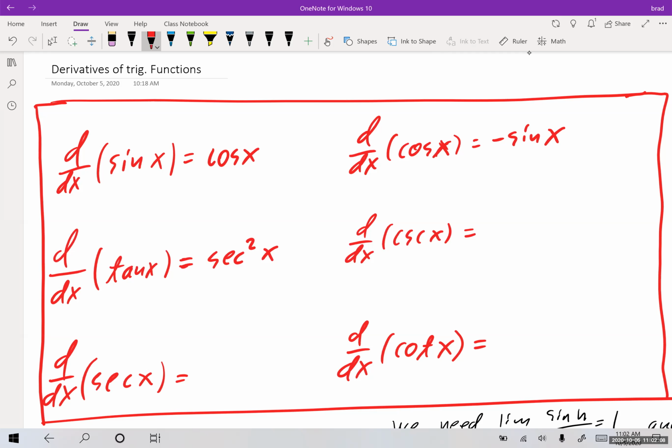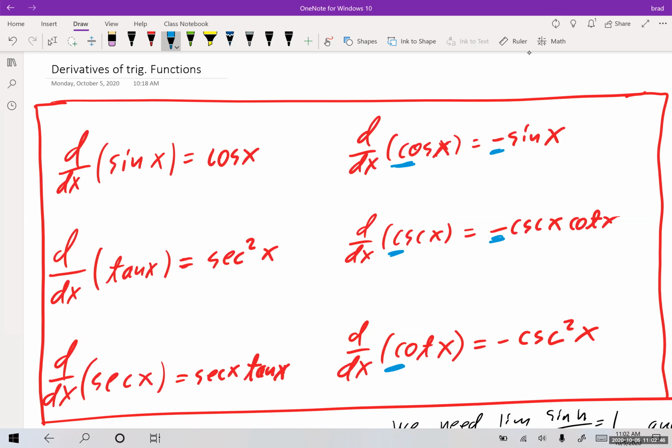So then I'm not going to go through and prove all these, but it would be done in similar fashions for a lot of these now that you know sine and cosine. Cosecant would be negative cosecant x cotan x. Secant would be secant x tan x. And then cotangent would be negative cosecant squared x. So something to notice is the fact that all of the ones that start with the letter C, cosine, cosecant, cotan, they all have negatives. Okay, that's just something to keep in mind for memorization purposes.